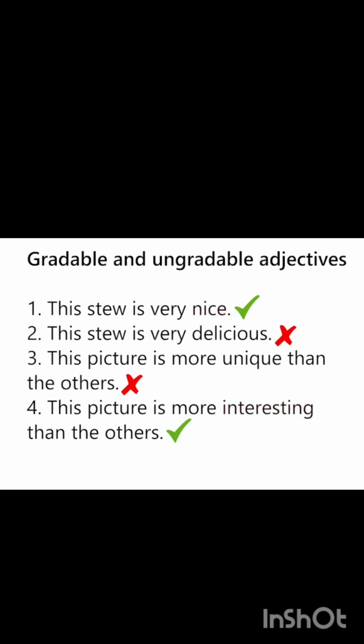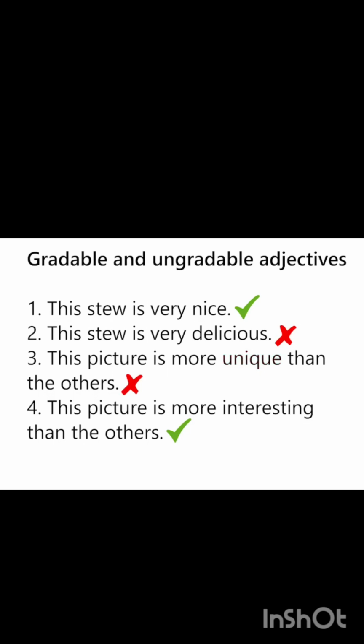Some adjectives are ungradable. That means they're binary, either yes or no. For example, unique is ungradable. Either something is unique or it isn't. You can't have different levels of uniqueness. It's a yes or no property.